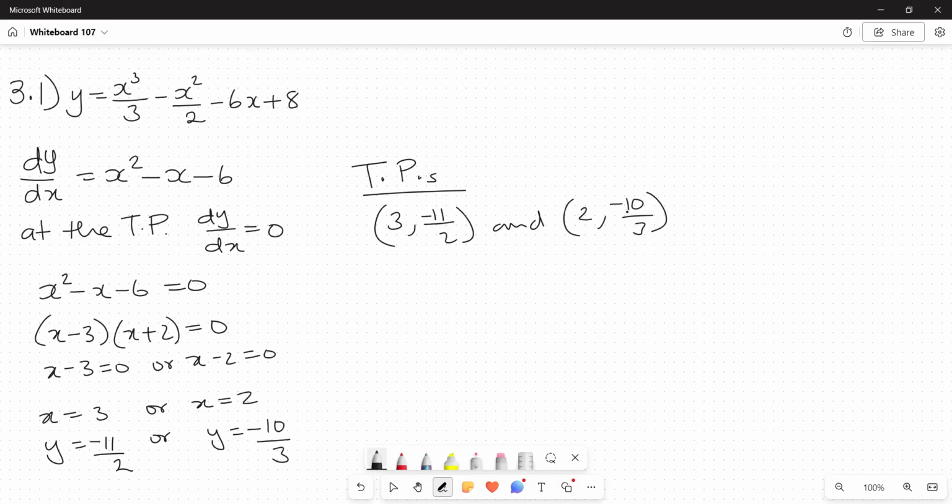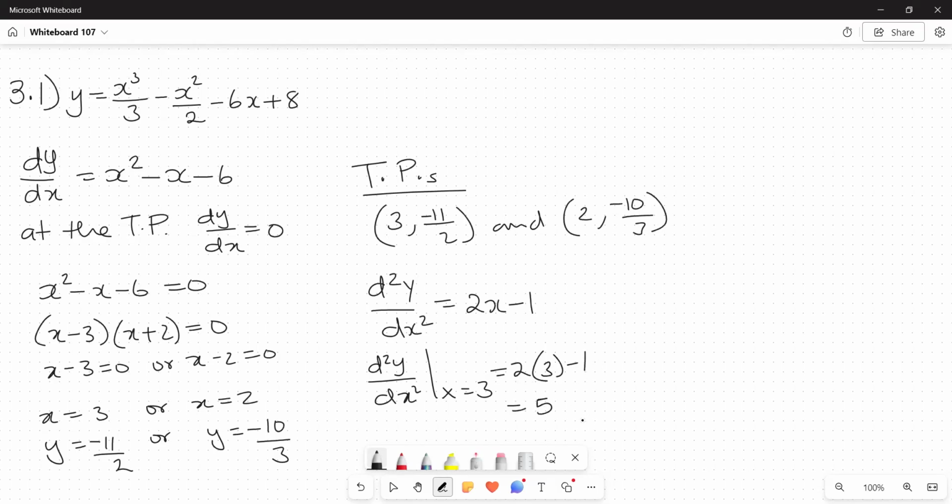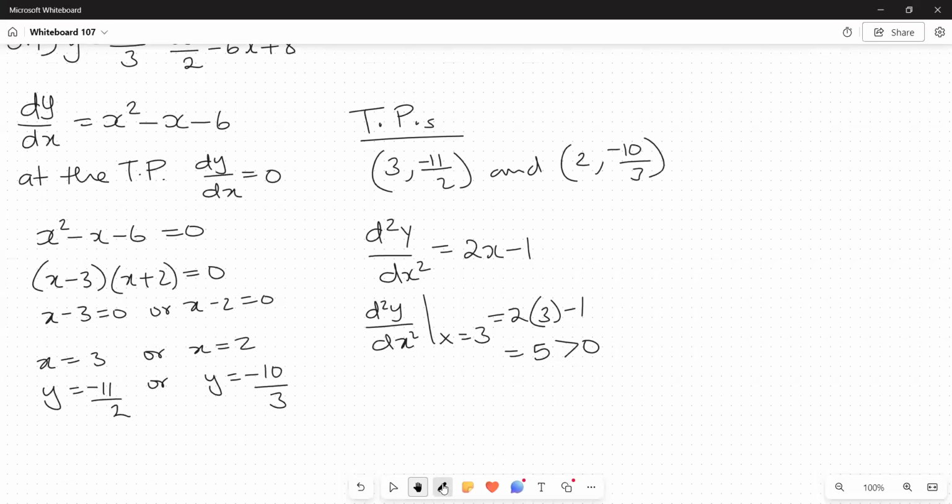Now we need to classify them. We need to state, are they a maximum, minimum, or a point of inflection? So to do that, we find the second derivative. Second derivative is 2x minus 1. And then when x is equal to 3, we have 2 times 3 minus 1. This is 6 minus 1. This is 5. 5 is greater than 0. And that would tell us that 3 and minus 11 over 2 is a minimum.